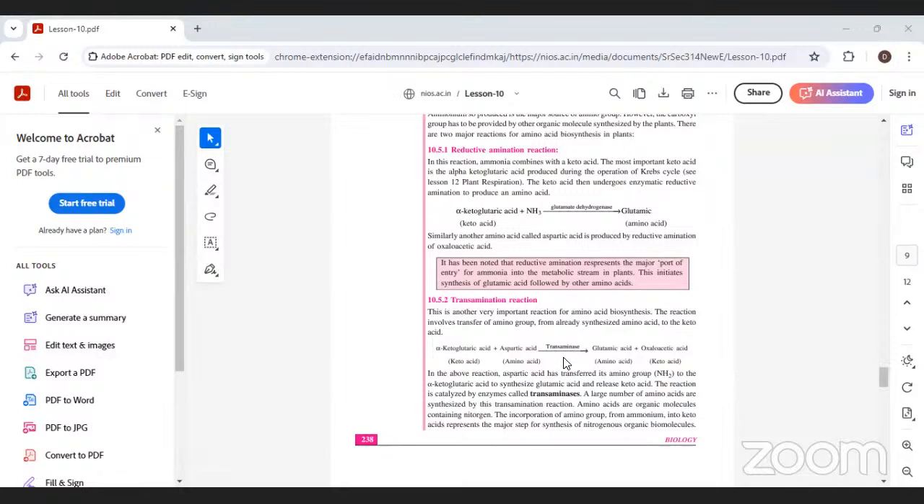Amino acids are organic molecules containing nitrogen. The incorporation of the amino group from ammonia into keto acids represents the major step in the synthesis of nitrogenous amino acids.